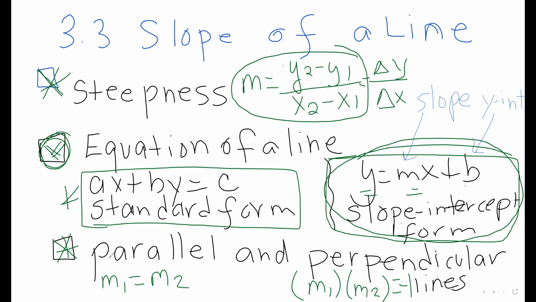And then the last thing that we learned in this section was parallel and perpendicular lines. More importantly, we were looking at the slope of parallel lines, and the slopes of parallel lines are the same. And the slopes of perpendicular lines, when you multiply them together, equal negative 1. So that's 3.3, slope of a line.